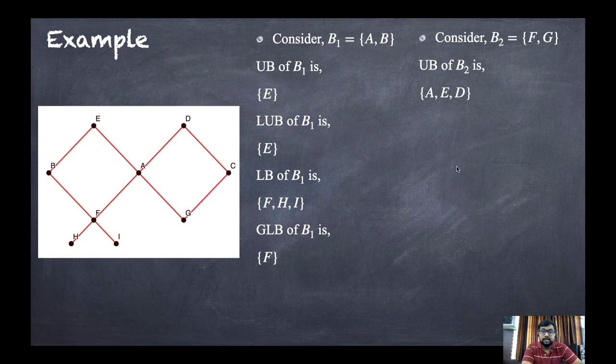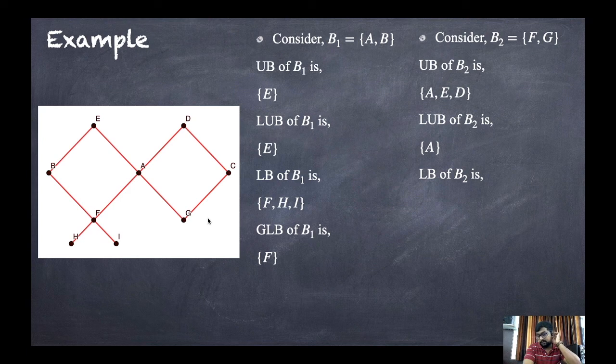Now what is the least one? You can see, what is the least one? A, E and D. So what is the lower one? So it is A, just by looking at the figure. So what will be the LUB? It will be A.